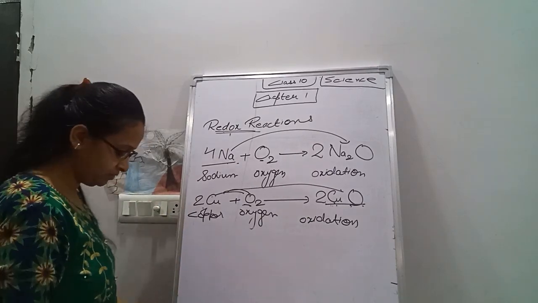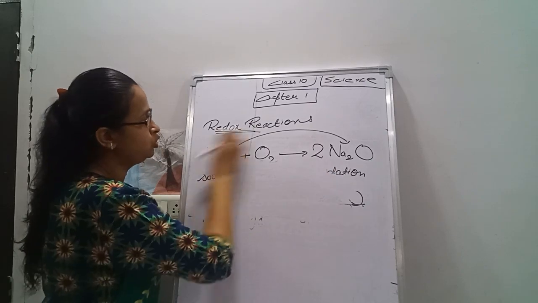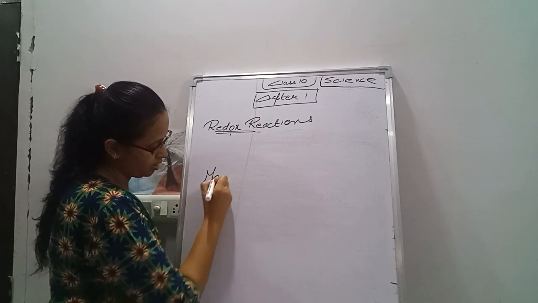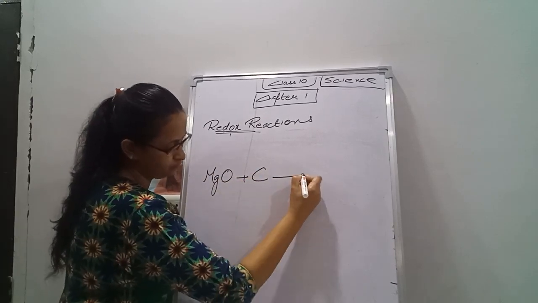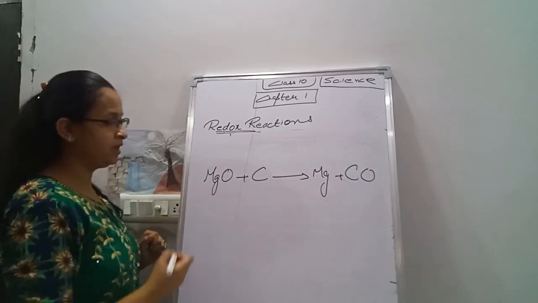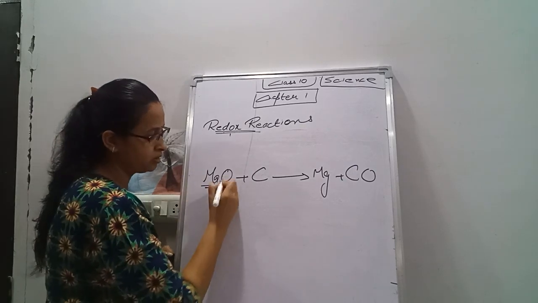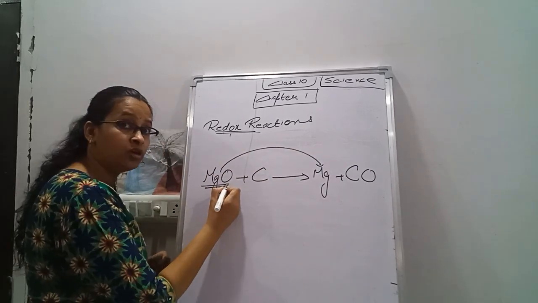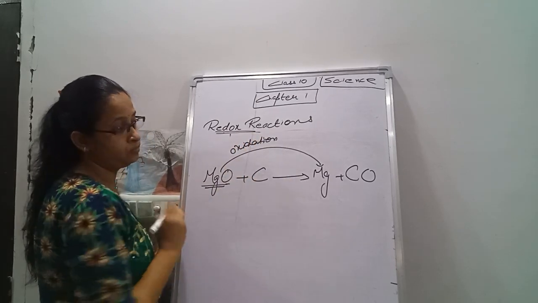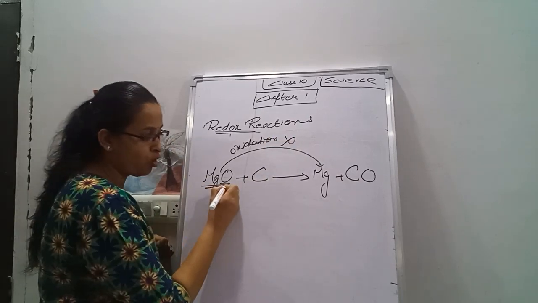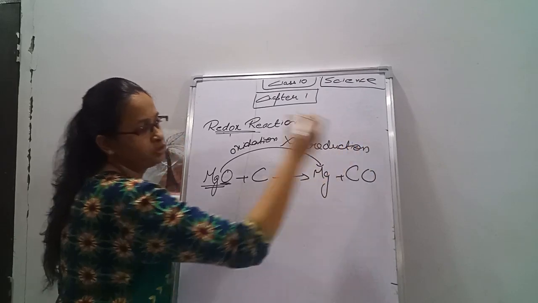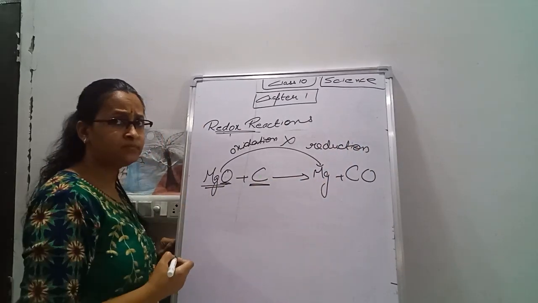Now coming to the reduction part, we are going to take an example of reduction too so that every concept is clear. Magnesium oxide plus carbon is giving you magnesium plus carbon monoxide. Now what are you observing in this reaction? Here oxygen is removed, so it is an oxidation reaction. Is it? No, it is wrong. When oxygen is removed, it is a reduction reaction.